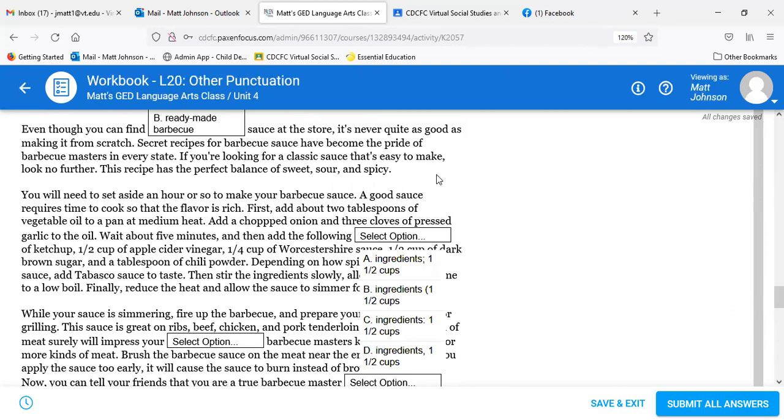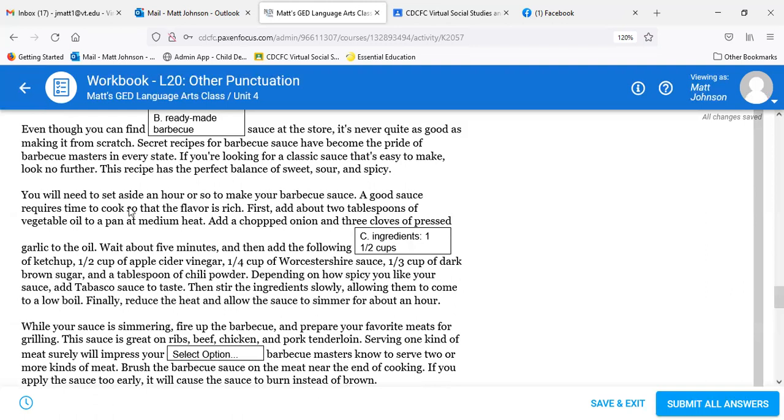Grace, what do we want to do here? C. Right? We have another list. So C. Add the following ingredients: colon, 1.5 cups of ketchup, half cup of apple cider vinegar, quarter cup of Worcestershire sauce, third cup of dark brown sugar, and a tablespoon of chili powder. Depending on how spicy you like your sauce, add Tabasco sauce to taste.